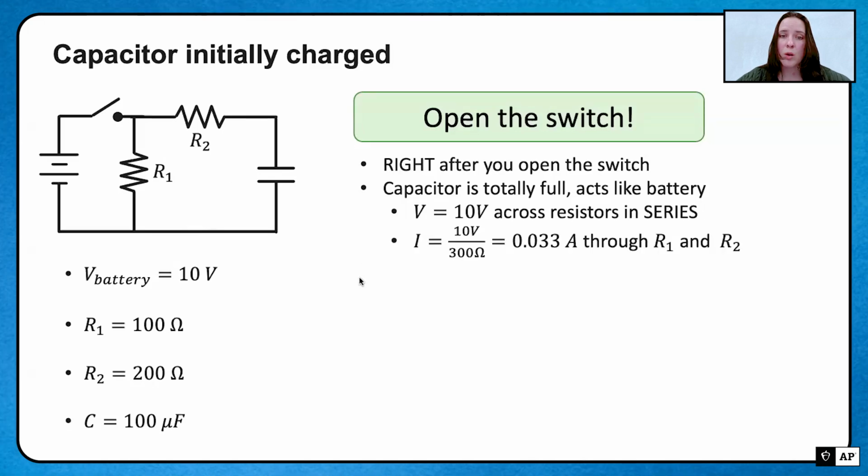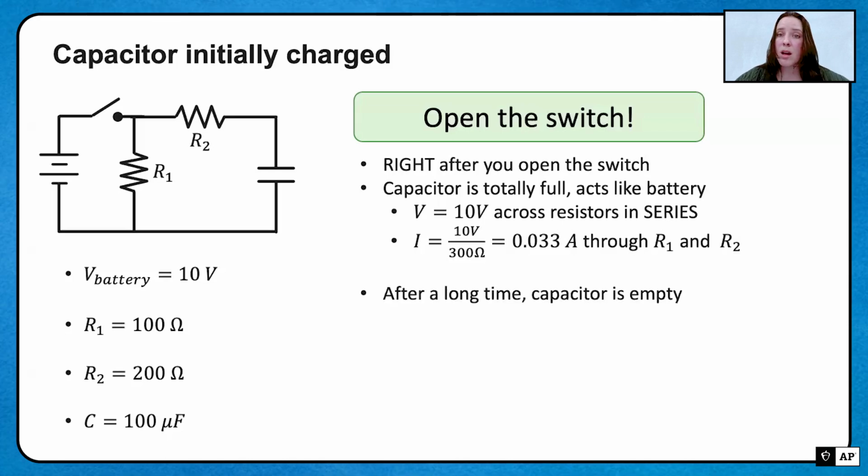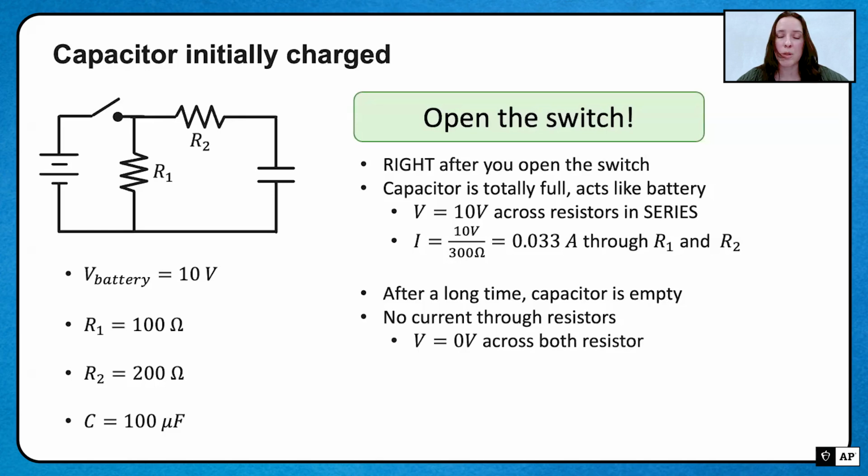So that means they have an equivalent resistance of 300. And their current, because they're in series, is going to be the same. So they have 10 volts together with a resistance of 300 together. So they all get 0.033 amps immediately after you open that switch and it starts discharging. But then after a long time, your capacitor runs out of charge. It's like, all right, I'm out, which means there's no more current, which means there's no more potential difference across your resistors or across your capacitor because it's empty.